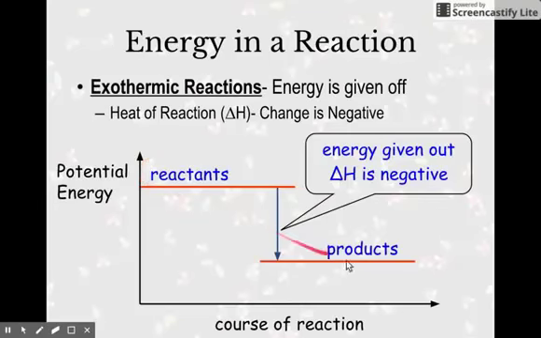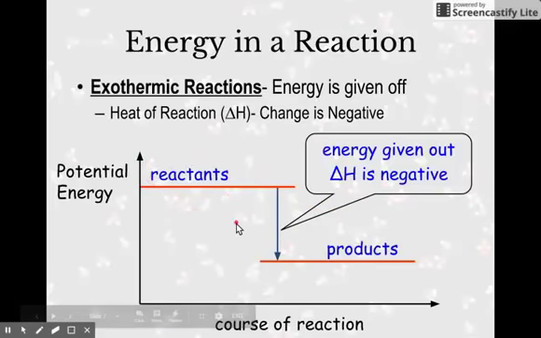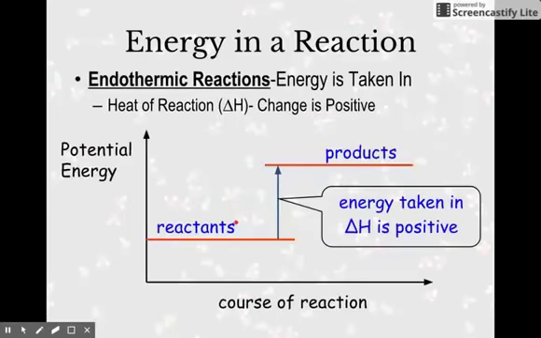So more energy is given off when they reform than what was needed to break those bonds in an exothermic reaction. So negative delta H for exothermic, heat exits. Endothermic, like enter, heat is taken in, which has a positive delta H.